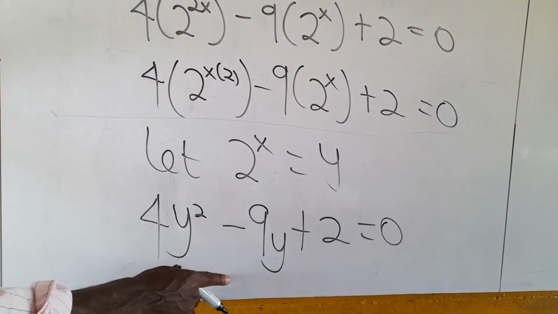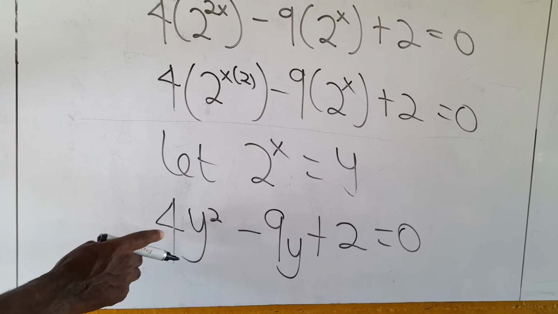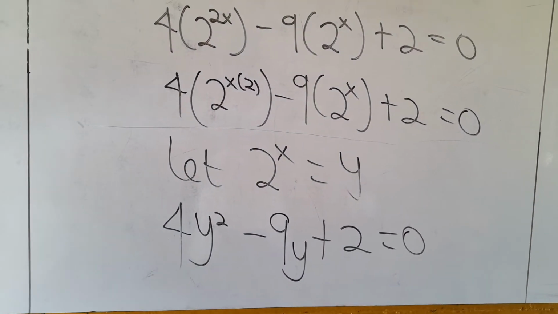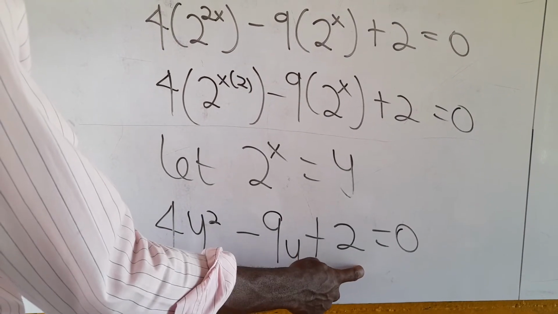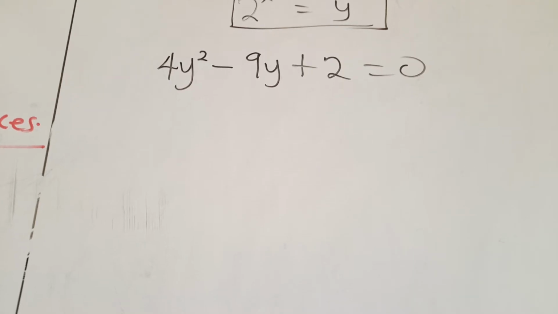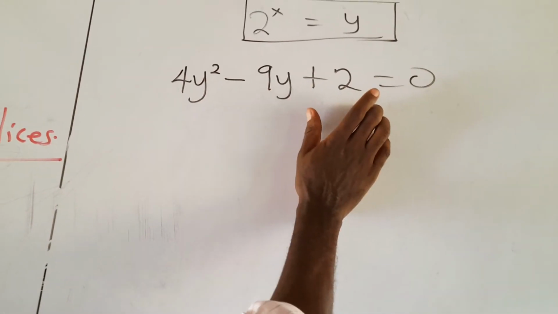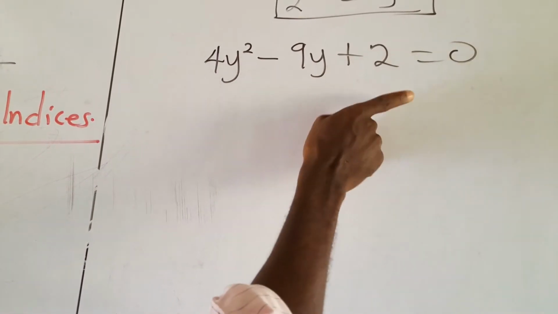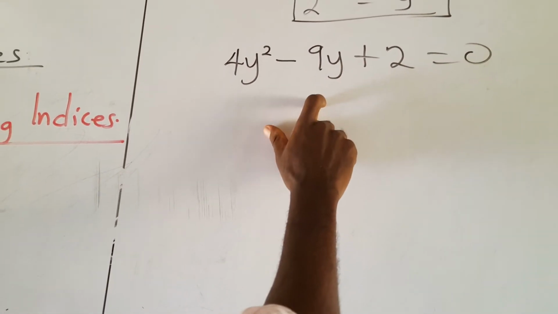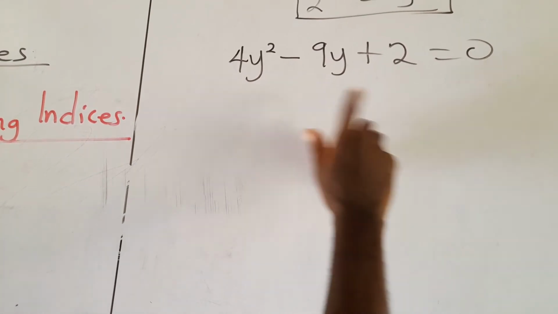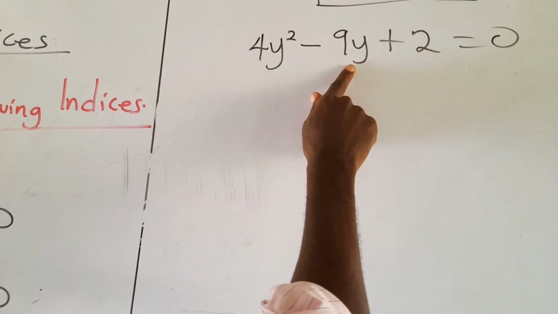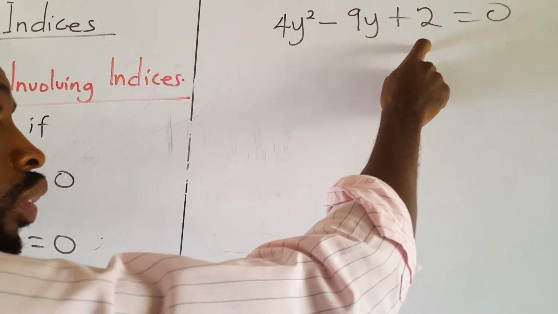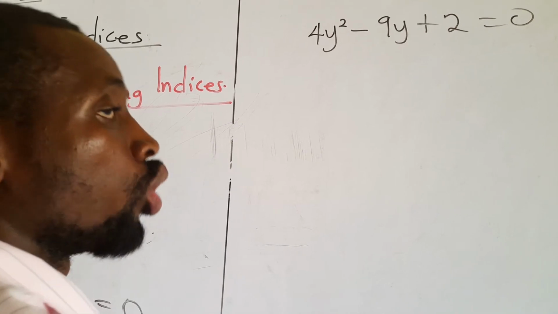So this is a quadratic equation. We check whether the coefficient here is not 1. So we multiply this coefficient by the constant, 4 by 2 will be 8. We find factors of 8 that when we add we get negative 9, and when we multiply we get 8. Those factors are negative 8 and negative 1. Negative 8 plus negative 1 will be negative 9, then negative 8 times negative 1 will be positive 8.